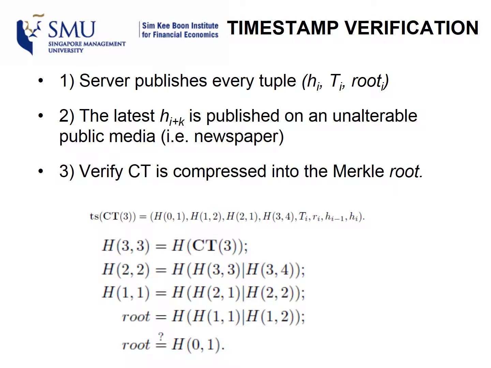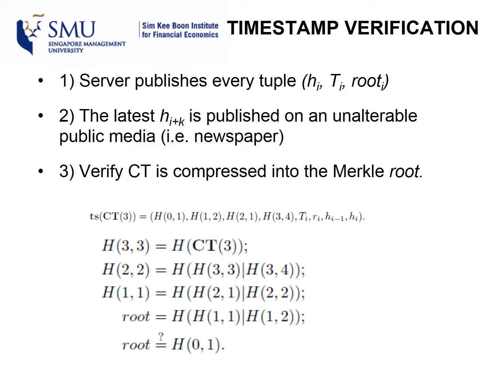Now let's see how we can verify a timestamp. The timestamping server should publish every tuple: the hash chain value Hi, timestamp Ti, and the macro root Ri. Suppose the latest hash chain value is H(i+k), and it is published in a newspaper or on the blockchain.